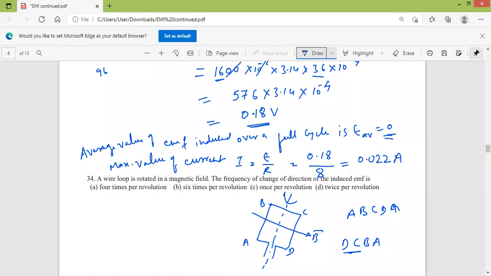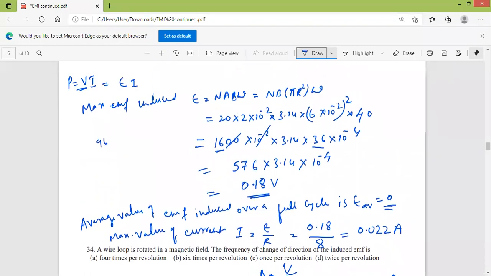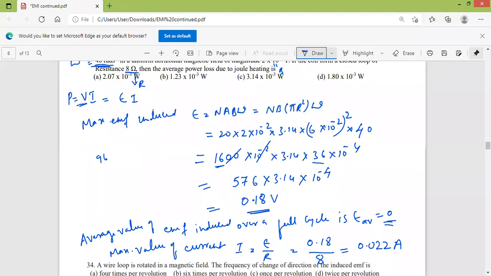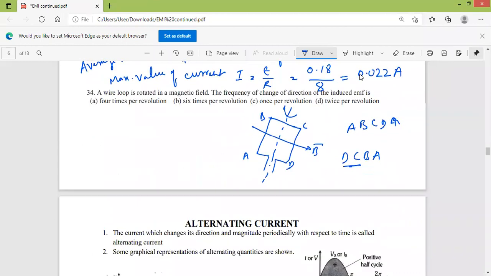Then the average power dissipated. The maximum power corresponds to maximum EMF, and the minimum power corresponds to minimum EMF induced, which is 0. The maximum power is P and the minimum power is 0.